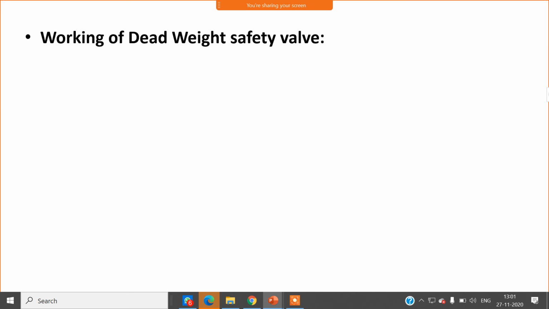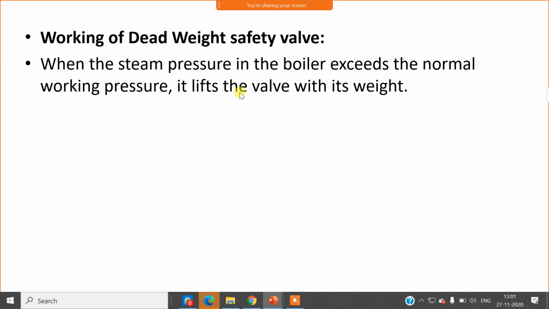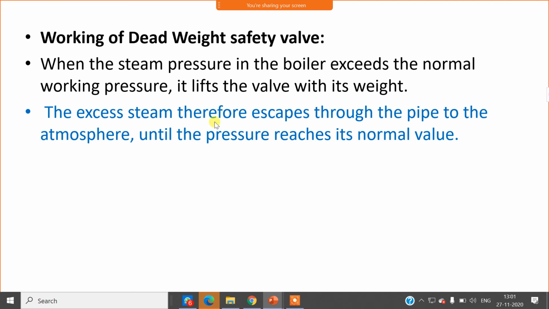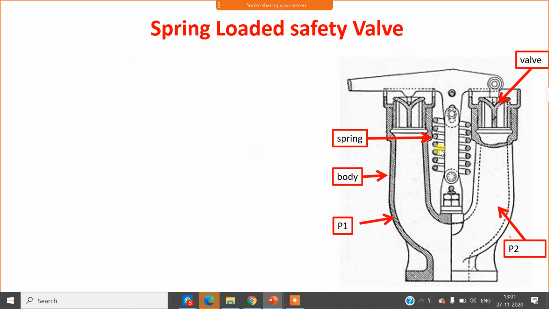The working of the deadweight safety valve. When the steam pressure in the boiler exceeds the normal working pressure, it lifts the valve with its weight. The excess steam therefore escapes through the pipe to the atmosphere until the pressure reaches its normal value.